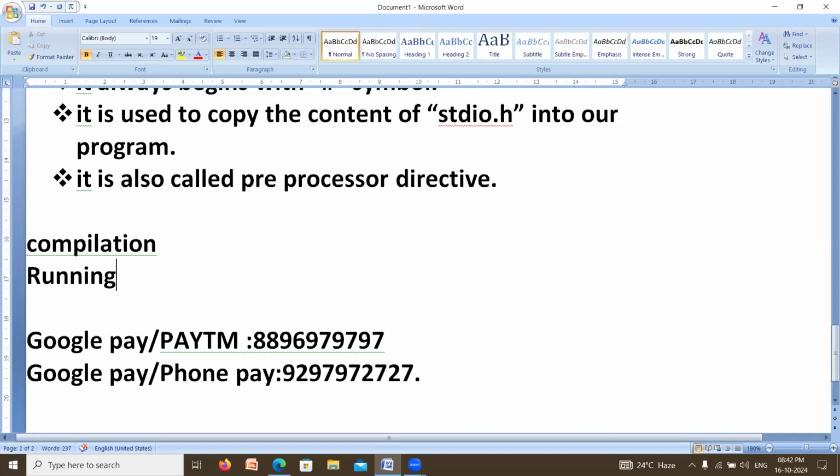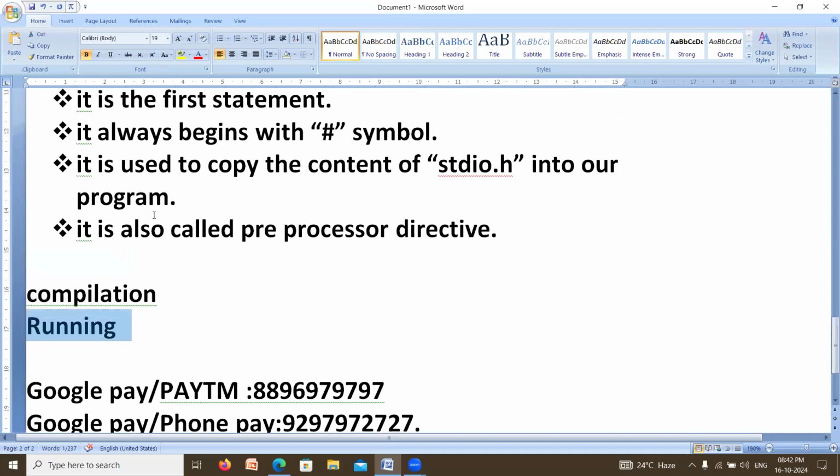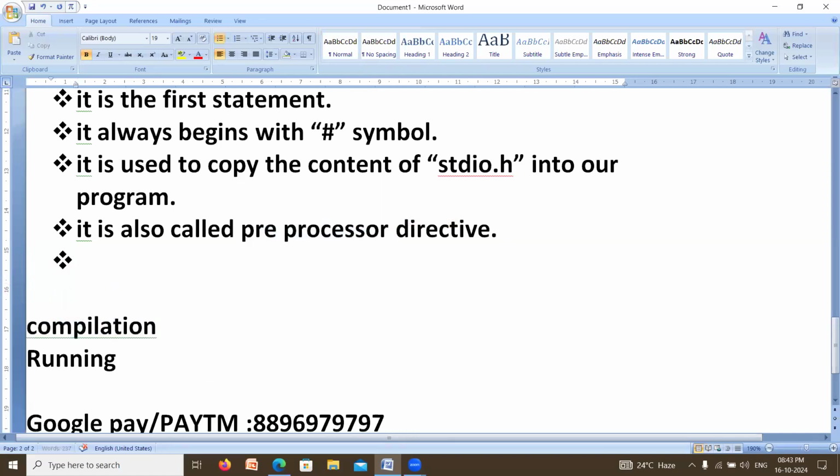So your program will be executed in two stages. First stage is called compilation. Second stage is called running. Compilation and running. A line which begins with a hash symbol will be executed at the time of compilation. Compilation means before running. Before means pre-processor. So it is called pre-processor. Before running, this line will be executed.